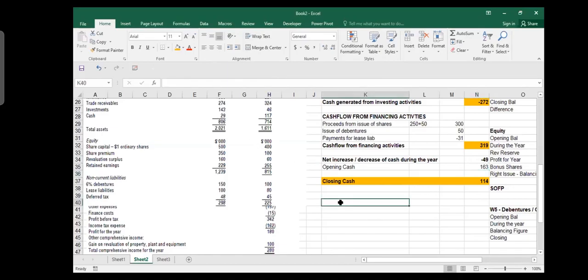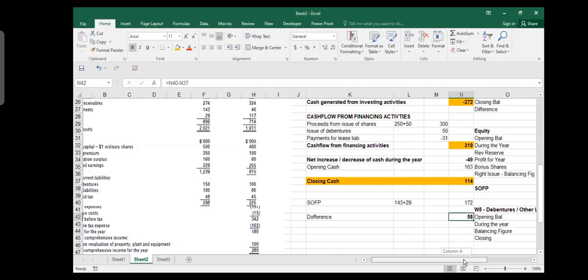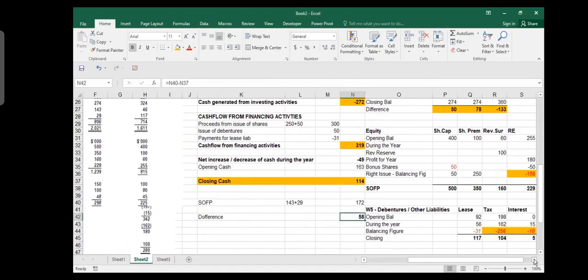So does it make 114 here? No, it makes me on the balance sheet, SOFP, what do I have? I have 143 plus 29. The difference in our cash, which is coming in, is 58. Where did we lose 58? I think we skipped something. 58. Did we talk about 58?